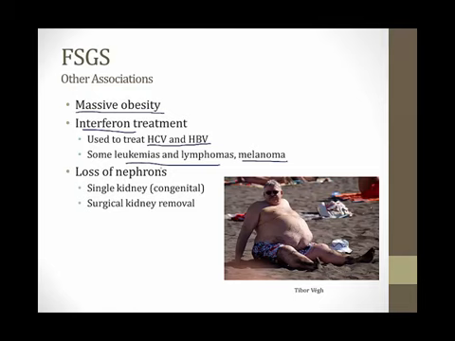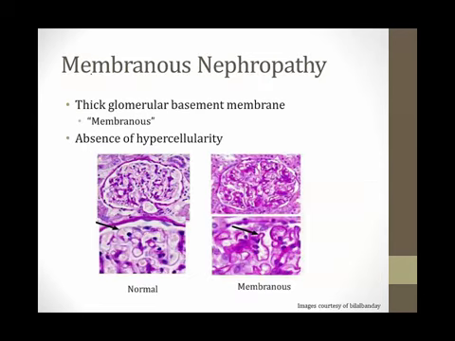And then finally, FSGS is associated with loss of nephrons. For example, patients born with a congenital single kidney or patients who have had a surgical kidney removal are at increased risk for FSGS. Our next cause of the nephrotic syndrome is membranous nephropathy. This disorder gets its name because in membranous nephropathy there is thickening of the glomerular basement membrane.